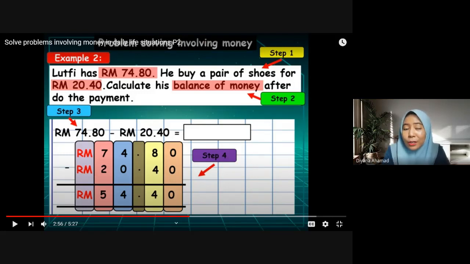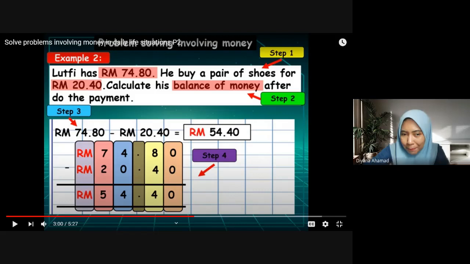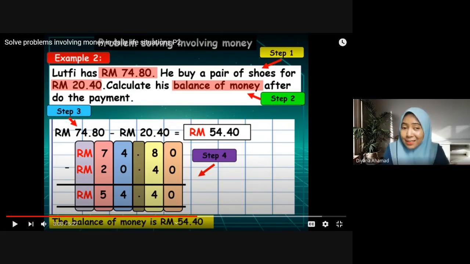Okay, so now you put the answer is 54 ringgit 40 cent. That means when Lutfi already pay, the balance of the money is 54 ringgit 40 cent. Alright, can you understand that? The problem solving number 2. Because the question wants to know the balance of the money after you buy the item, and then you want to know the balance of money, so you need to do minus. Right? Okay. So now, can we go to the example number 3?